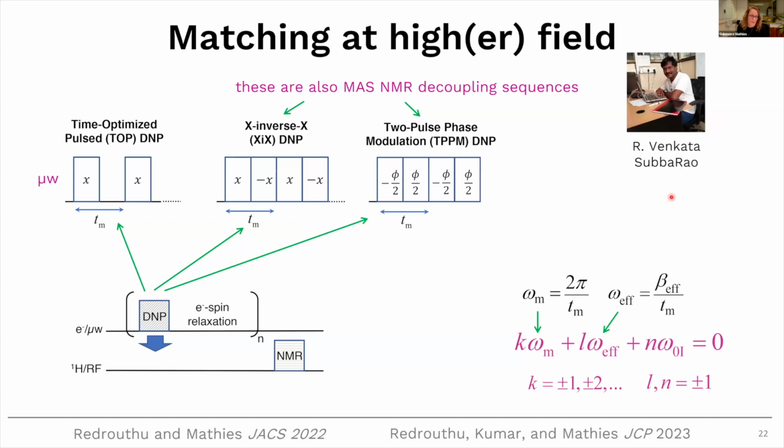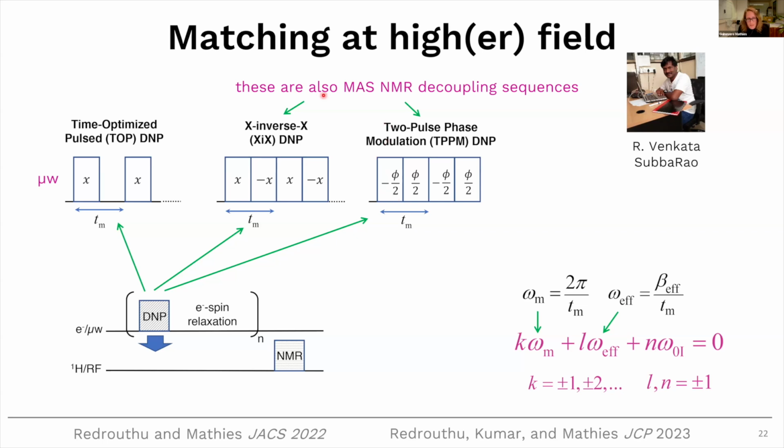As it turns out, this principle is quite general. And so in recent years, my group was able to add 2 sequences that follow this same high field friendly matching condition. The first one was the X inverse X or XiX DNP sequence, where we simply take an X pulse, change the phase by 180 degrees, apply this pulse, a minus X pulse, X minus X, and we repeat it that way. And as a generalization, we could also show that the 2-pulse phase modulation or TPPM sequence can also be used for DNP. So here the phase change between the 2 pulses can have any value.